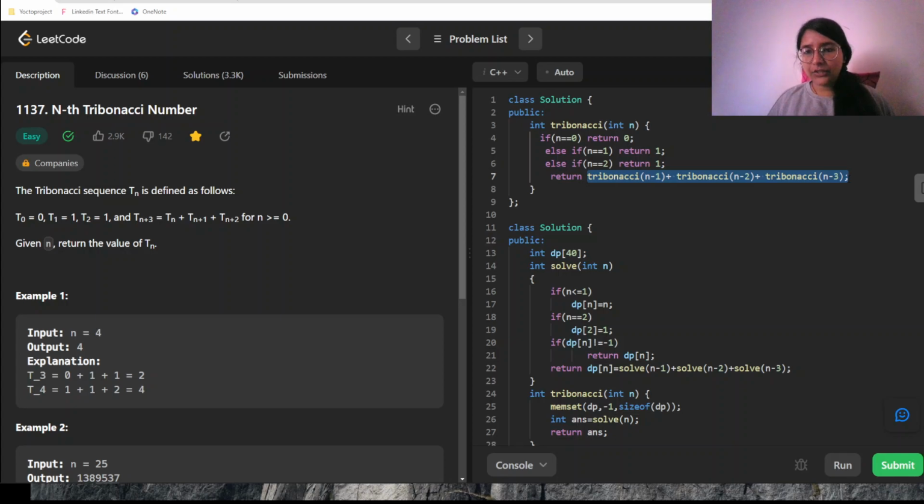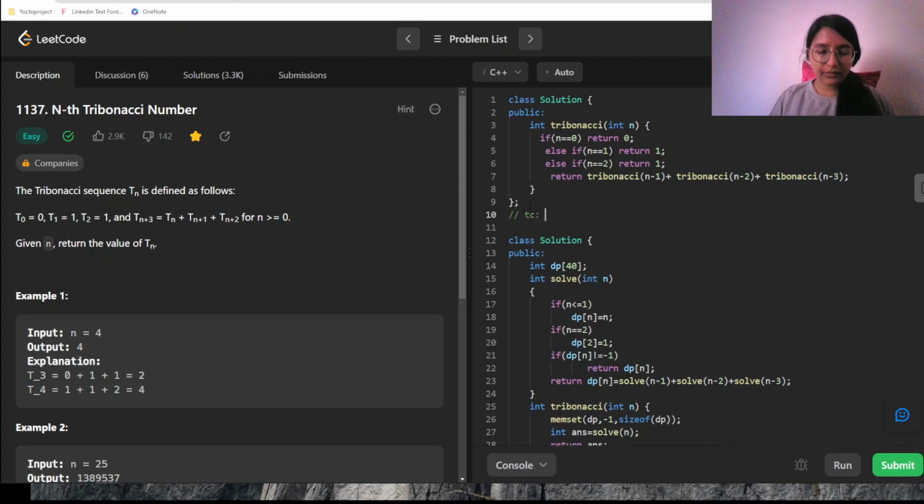So this is the recursive solution, and that's why its time complexity would be exponential. That is, its time complexity would be order of 3 to the power n. So this would be its time complexity.